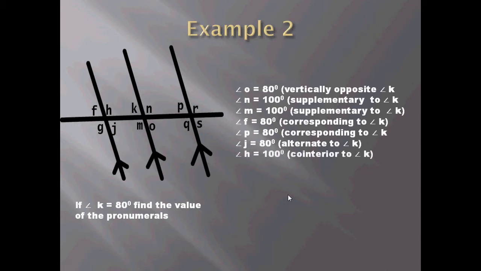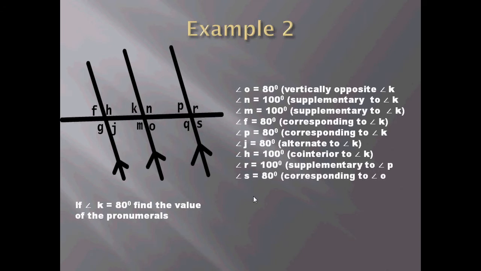Then we have angle H equals 100 degrees because it's co-interior to K. Remember, they're between a pair of parallel lines, same side of the transversal, and they've got to add up to 180 degrees. Angle R is 100 because it's supplementary to P, and P is already known to be 80 degrees.